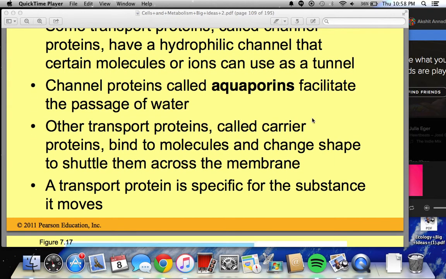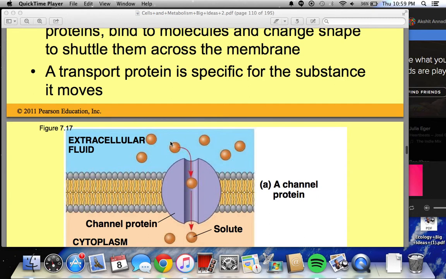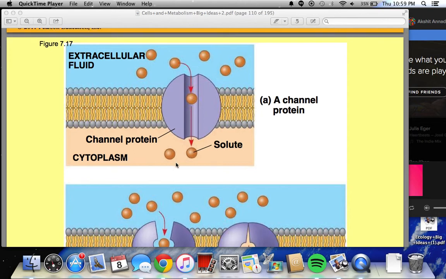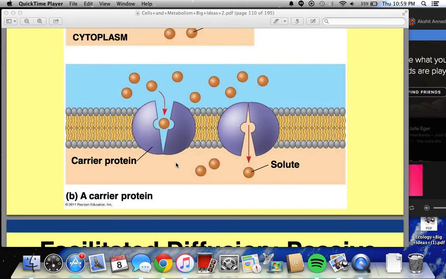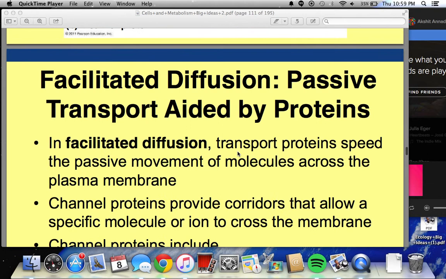Other transport proteins, called carrier proteins, change shape to let the molecule pass through, and I'll show you in just a second what that looks like. So this is a channel protein. You see the solute goes in, it's just like a tunnel in a road. It doesn't have to change shape because it just goes in and out. But a carrier protein goes in and changes shape to go the other way, and then you can transfer in and out of the cell. This is just an example of one. Each of them looks different for different solutes, so it's a wide variety.